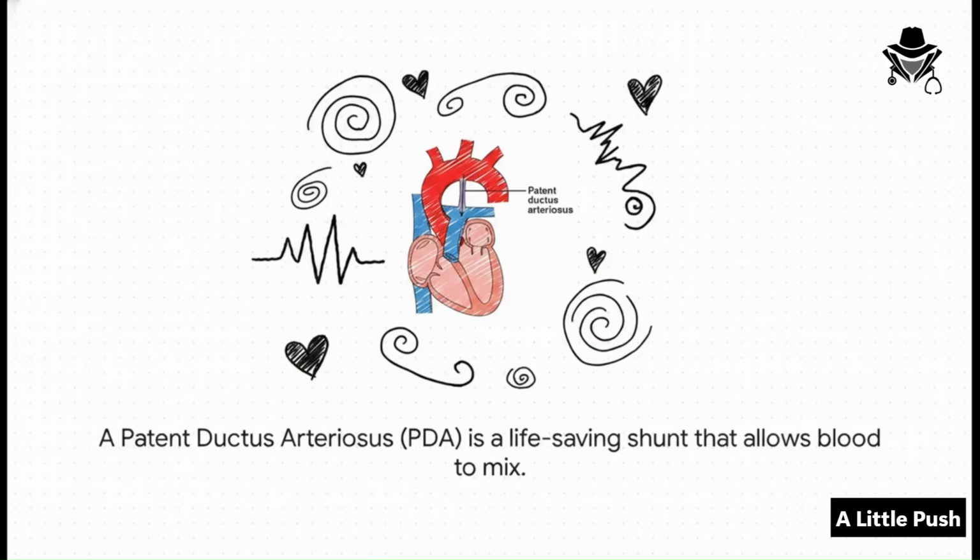And here is a perfect picture of one of those life-saving shunts we were just talking about. This is a patent ductus arteriosus, a PDA. It's this little connection between the aorta and the pulmonary artery, and it's what can keep these babies alive, allowing that vital blood to mix until they can get to the operating room.